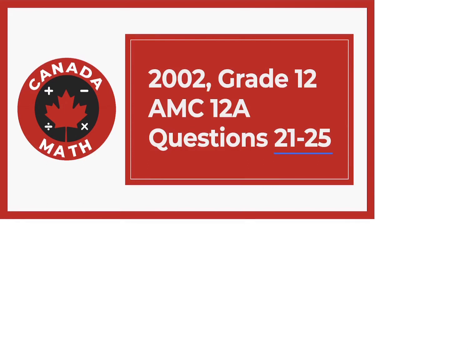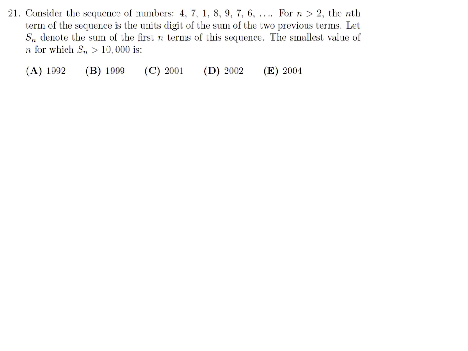Questions 21 through 25 of the 2002 grade 12 AMC 12A. Consider the sequence of numbers 471, 8976, ... for n greater than 2. The nth term of the sequence is the units digit of the sum of the previous two terms. Let Sn denote the sum of the first n terms of this sequence. The smallest value of n for which Sn is greater than 10,000 is.